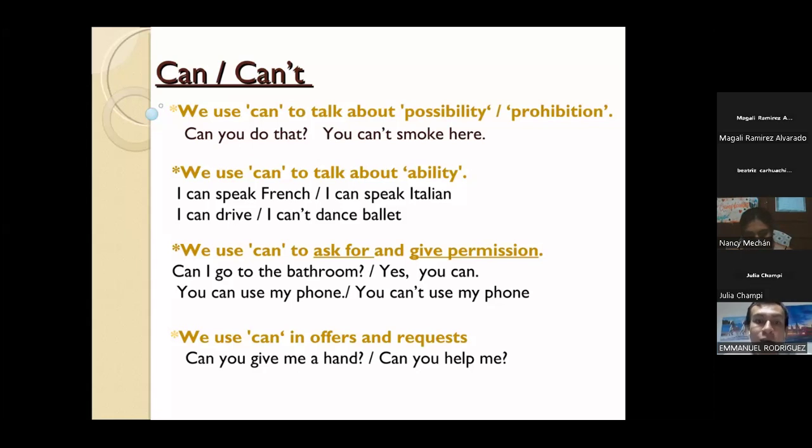Now, another thing. We use can to ask for and give permission. What does that mean? To ask for permission. When I want to ask for permission, how can I say it? For example, if I want to ask permission to go to the bathroom: Can I go to the bathroom? Can I go to the toilet?